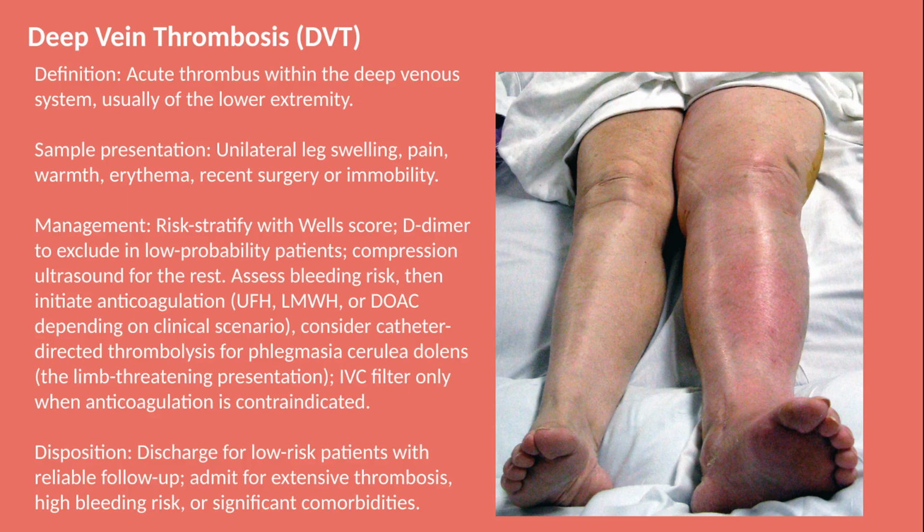Low molecular weight heparin is preferred in pregnancy and in many cancer patients. Unfractionated heparin is reserved for renal failure or when procedures are anticipated. Reserve catheter-directed thrombolysis for limb-threatening disease. Phlegmasia ceruleus dolens with a swollen, dusky, painful limb is a vascular emergency.